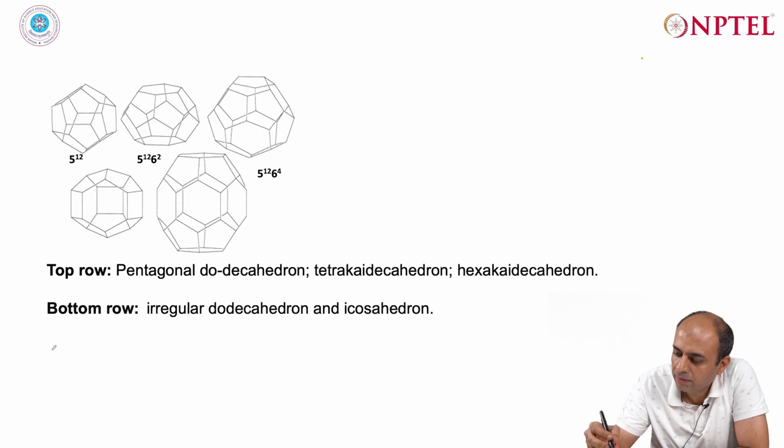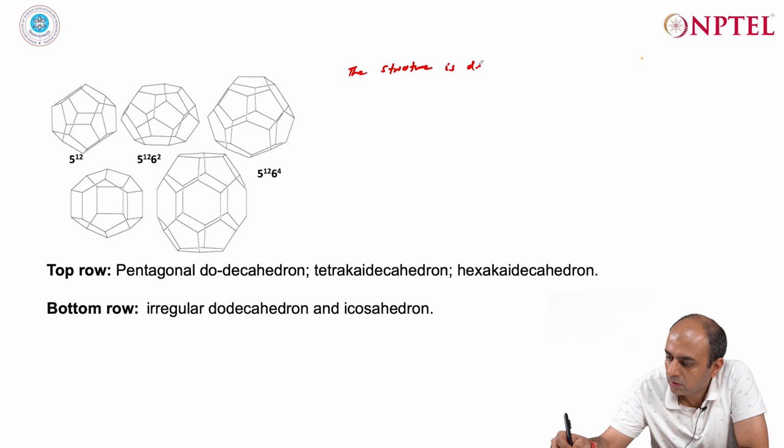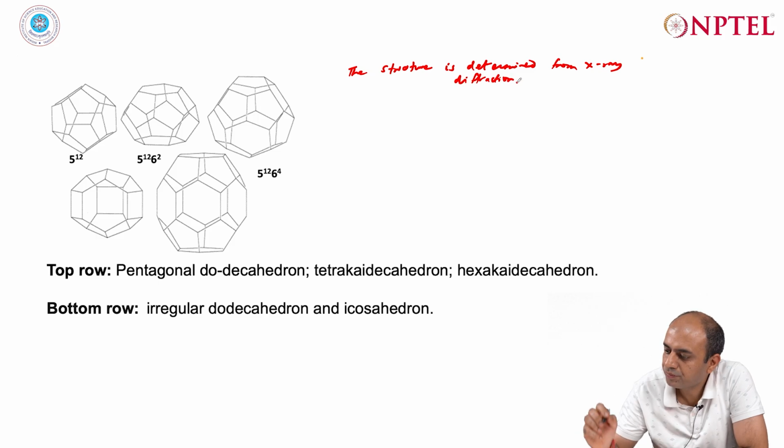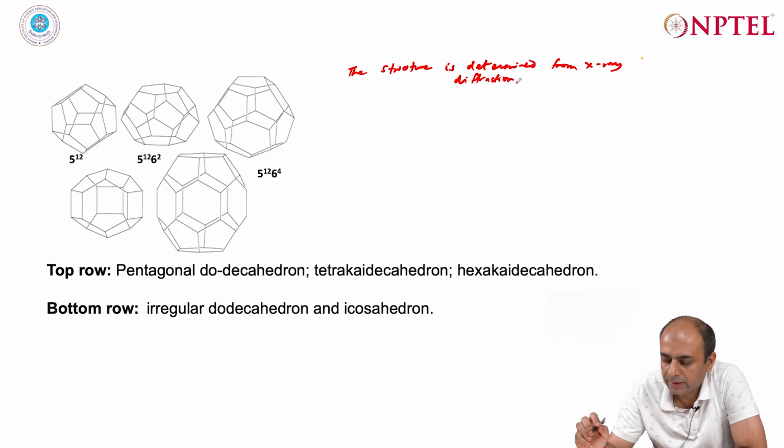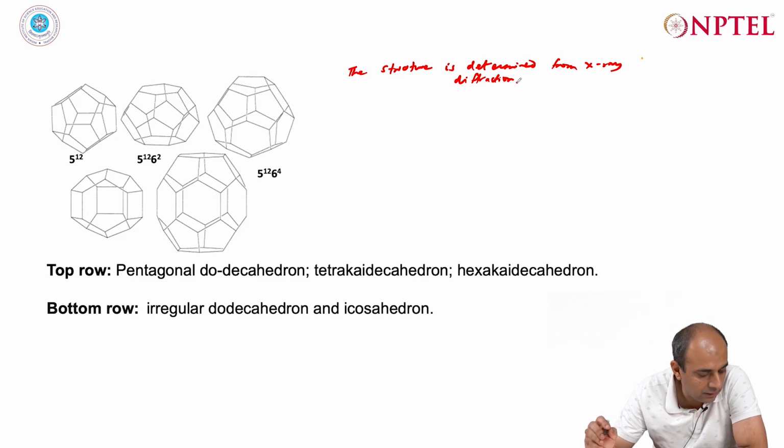So to start with, the structure is determined from X-ray diffraction for these particular gas hydrates. And what has been observed, there are two fundamental building blocks which are present in the formation of these gas hydrates.